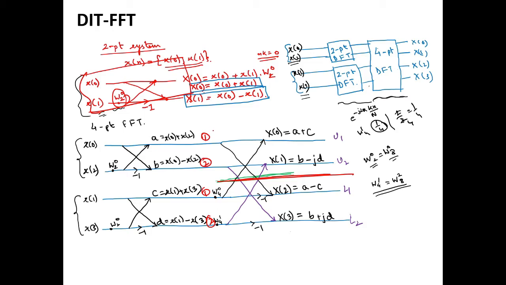So A plus C, then we get A minus C because of the minus 1 multiplier. Similarly, from 2 to 2, it will be W14. So the upper one is B minus jD and the lower line one is B plus jD. Okay.